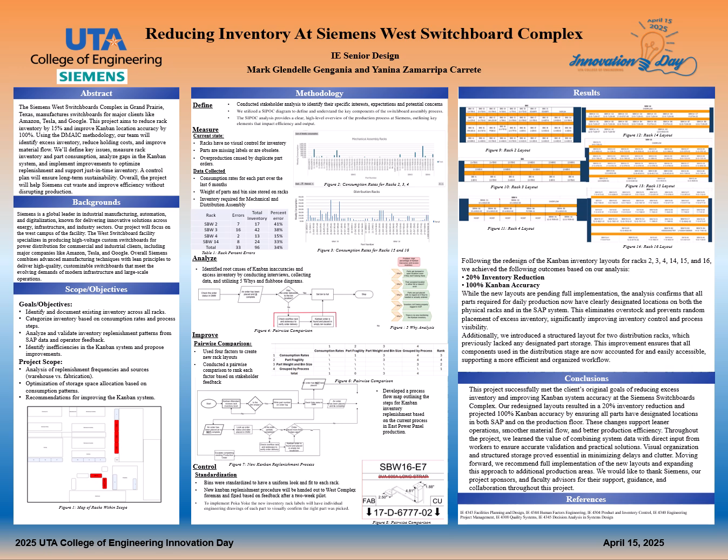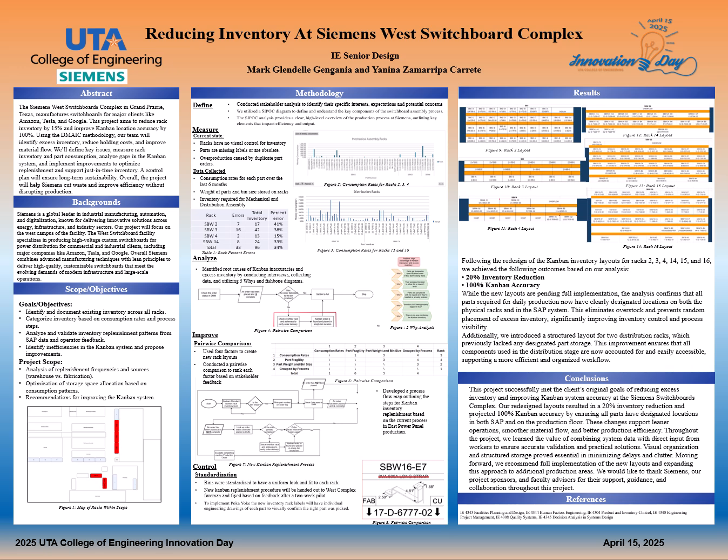For the improve part of the methodology, we conducted a pairwise comparison using 4 factors to create the new rack layouts. We did this to rank each factor based on stakeholder feedback. Afterwards, we developed a process flow map outlining the steps for Kanban inventory replenishment, which is based on the current process in East Power Panel production.